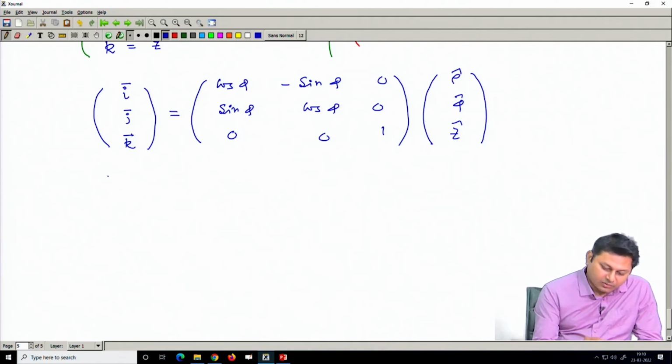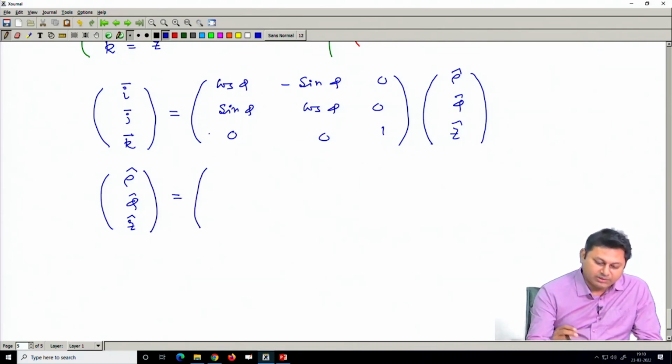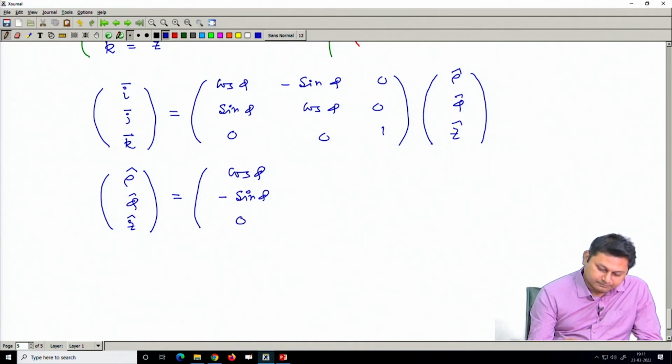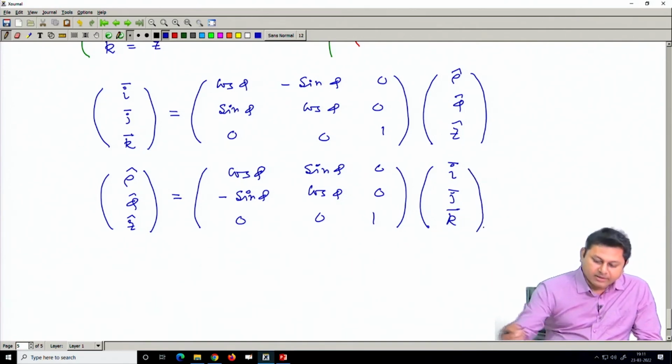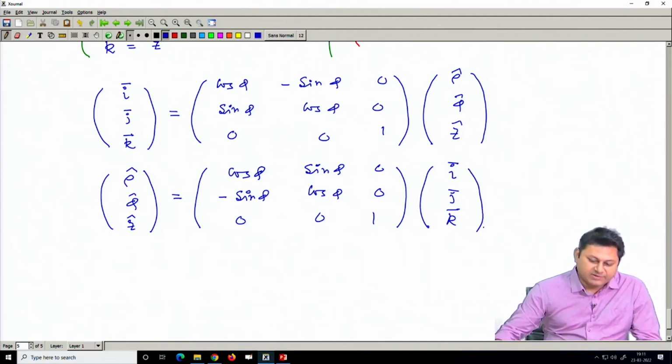In a similar way, I can also have another transformation which is the opposite one, that rho phi z is equal to, if I make a transpose of these things, you will see if I simply make the transpose of these things, then I will get the matrix.